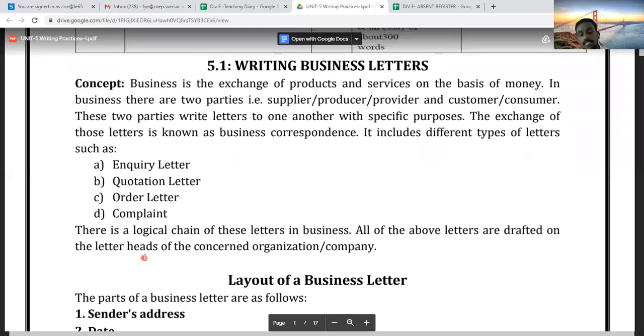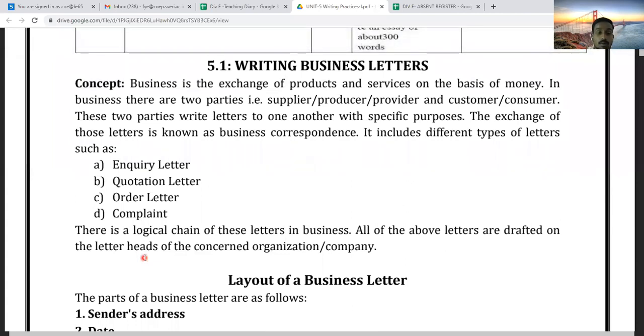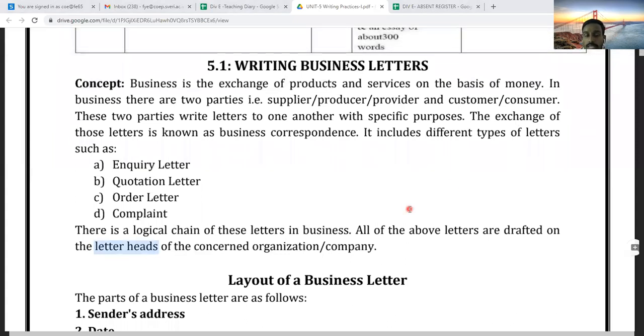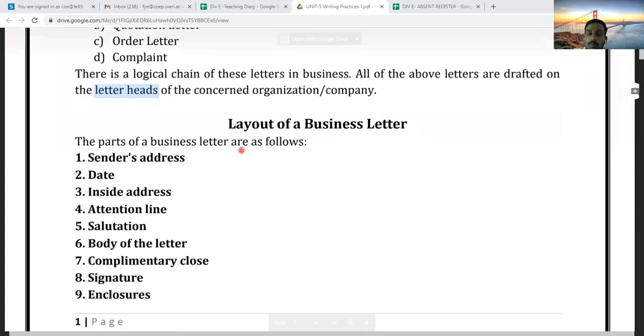For example, this is XYZ company, and the manager of XYZ company is going to write a letter to another company, ABC. In that case, the paper on which the name of XYZ company, their address, their contact details, everything is already in printed form, these pages are used to write letters. That will be called letterheads. Every company, every organization has its own letterheads. So let's see here, we will talk about the layout, or you can say the format, of a business letter. How should this format of a business letter be?